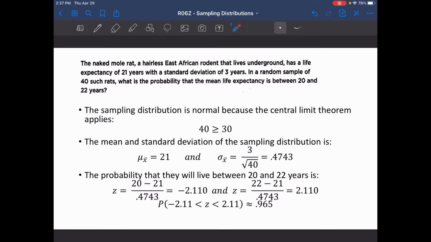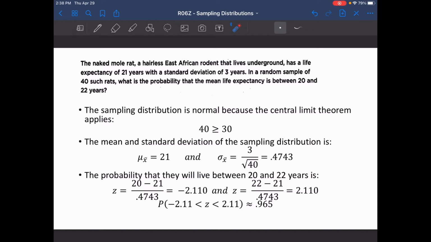and 22 years? Now, because we were not told in the problem that the sampling distribution would be normal, we have to check either a graph or the central limit theorem. And since our sample is 40, which is greater than 30, it is met by the central limit theorem. So we can consider this sampling distribution to be normal.